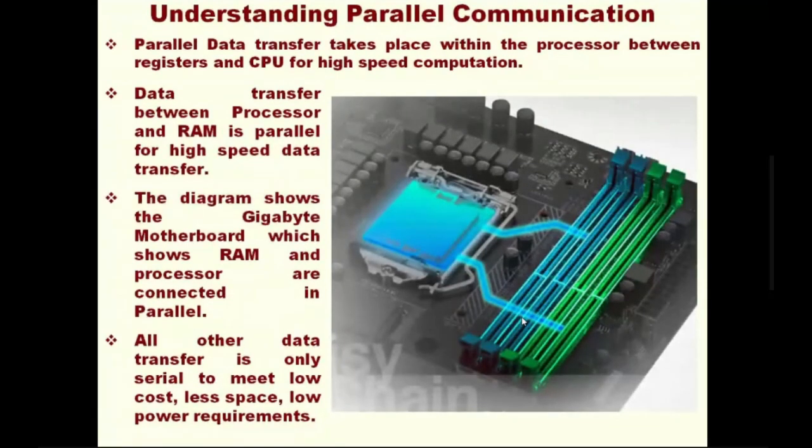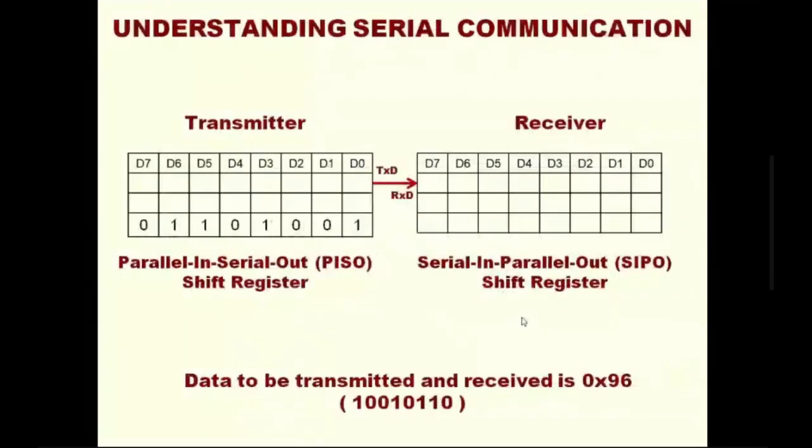Hence, except for data communication between the random access memory and the processor, all other communications are only serial communications. That is the message, that is the understanding from this particular slide. How serial communication takes place, we need to understand in a simple way. So, understanding serial communication here.